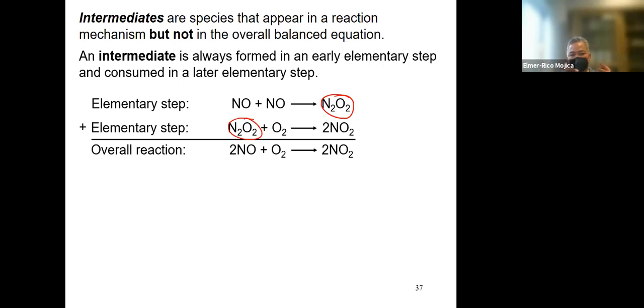So in what we have discussed, the elementary steps that we have will show us that there are chemicals that are formed in early elementary steps and used up. Now, these chemicals or compounds don't show up in the overall balanced equation. And we call these chemicals the intermediates. Okay. So later on, as we go through more examples, I will ask you to identify if there's an intermediate in a given set of elementary steps in a chemical reaction.